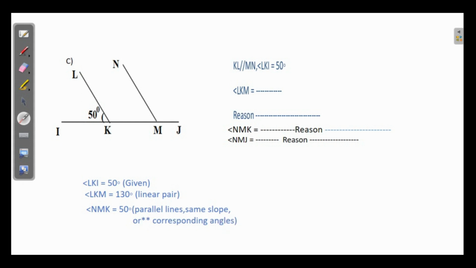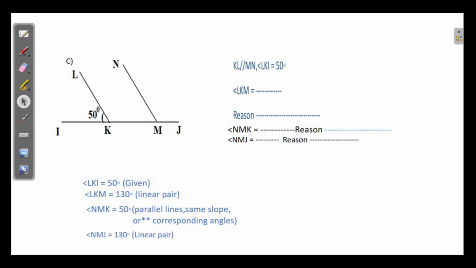I have put 2 stars here because you will learn about this corresponding angles in the next class only. Just see, it is corresponding angles. Now we know these are parallel lines and having the same slope. Okay. Then angle NMJ. If this angle is 50 degree, what would be this angle? 130 degree. That we can write here like this.